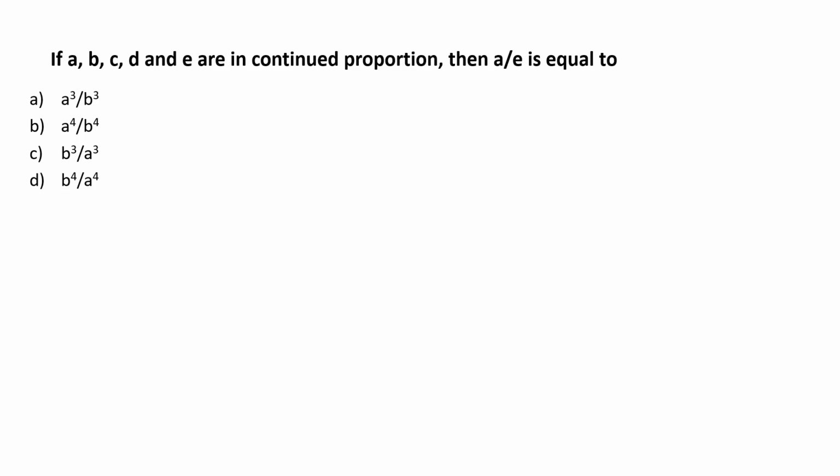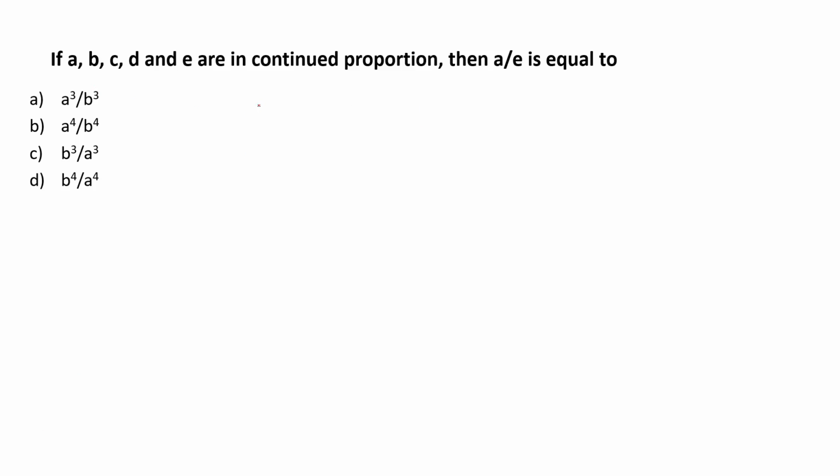Those students who have been watching my videos regularly would be very comfortable with all these terms. Continued proportion: if the ratio between any two consecutive terms of a series is uniform, then we can say those elements are in continued proportion. That means if A, B, C, D, E are in continued proportion, then the ratio between A and B, B and C, C and D, and D and E are uniform. That is what we call continued proportion.